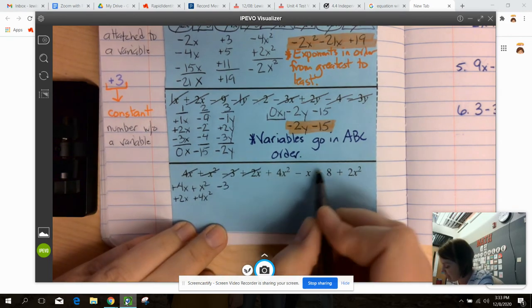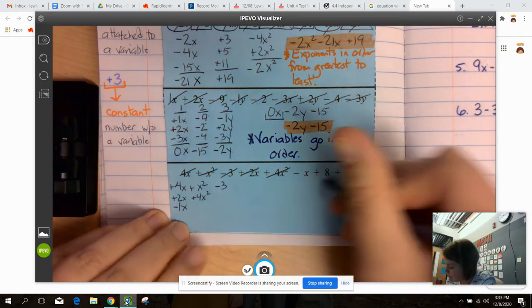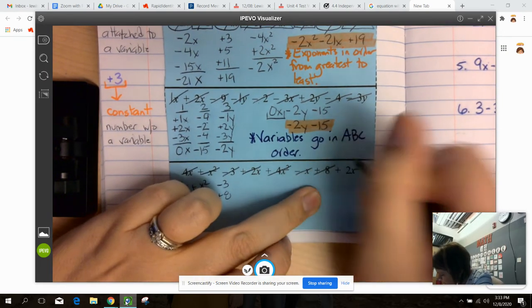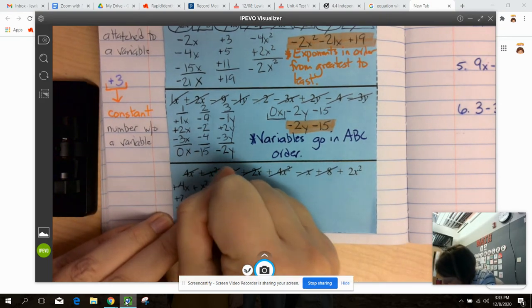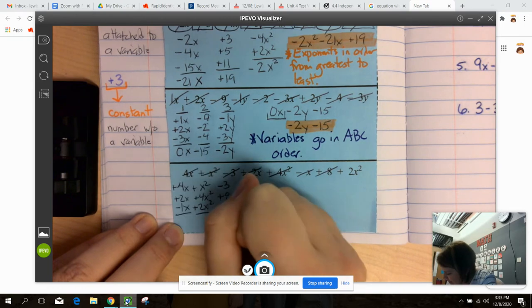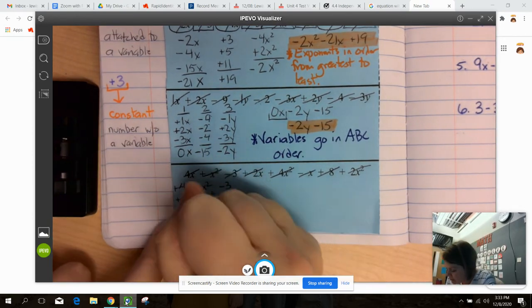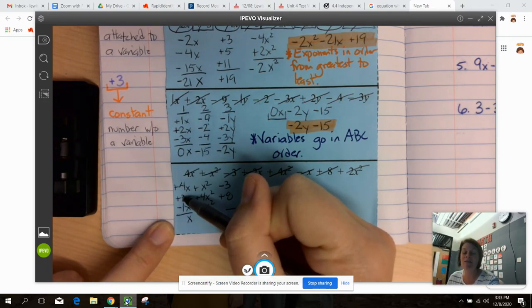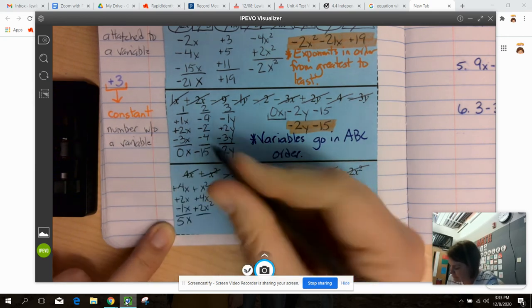I have a negative x. That's going to go here. Remember, there's an invisible 1 in front of that. I have a positive 8, which would go here. And I have a positive 2x squared, which is going to go here. We've got everything taken care of. Now we're just going to combine them. So here I know my x is going to stay. I have a positive 4 and a positive 2. That would be a positive 6 and a negative 1, which would be a positive 5.